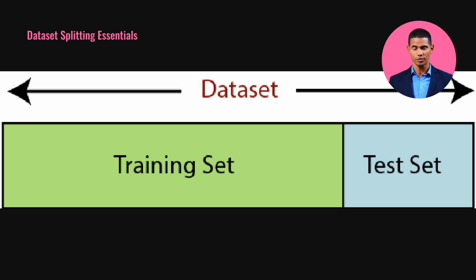Splitting the dataset into training and test sets is essential for model validation. Using sklearn's train_test_split function, we ensure the model generalizes well to unseen data. Proper splitting prevents overfitting and enhances model performance, allowing accurate predictions on new datasets.